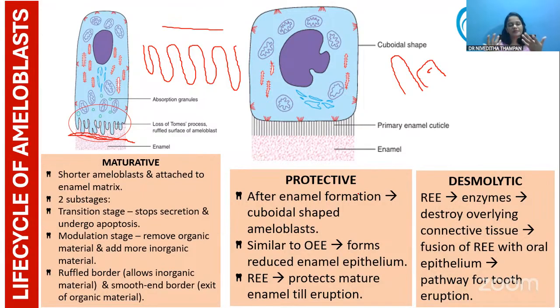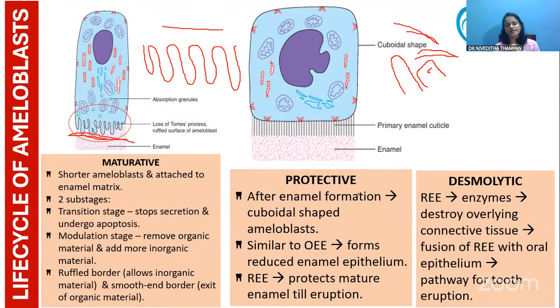Okay, then what happens is that this reduced enamel epithelium will release lots of enzymes, and it will degrade all the connective tissue that is present in the top region, and it will allow the eruption of the tooth. Okay, so that is the desmolytic stage. Desmolysis means the enzymes that are released from this reduced enamel epithelium will destroy the overlying connective tissue, and it will help in the fusion of this reduced enamel epithelium with that of the oral epithelium, and will help in the eruption of the tooth.